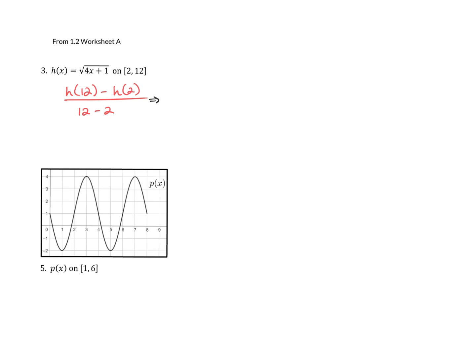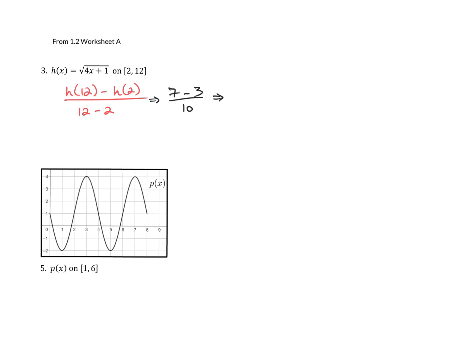So if I need to substitute in 12, we can do this. Ready? So 4 times 12, I'm just substituting in 12 for x. So 4 times 12 is? 48. 48 plus 1, 49. And then we square root it and we get 7. So h of 12 is 7. Minus, now I need to find h of 2. So now if I substitute in 2, 4 times 2 is 8 plus 1. Square root it, 3. And then it's over 12 minus 2, which is 10.